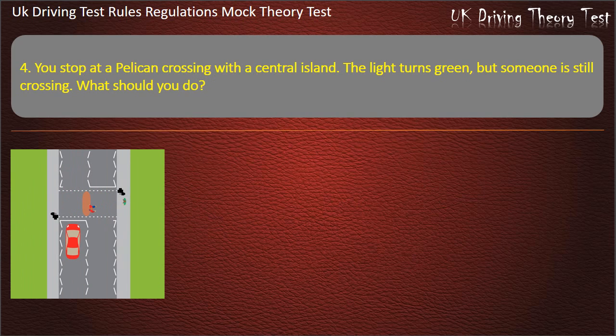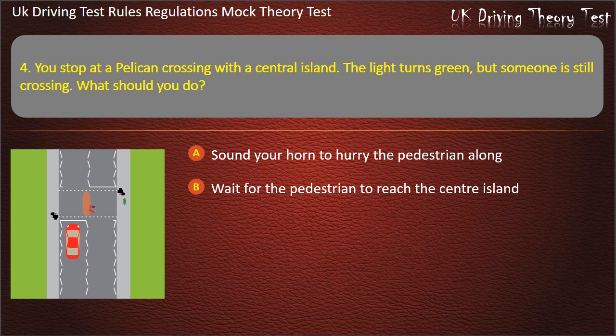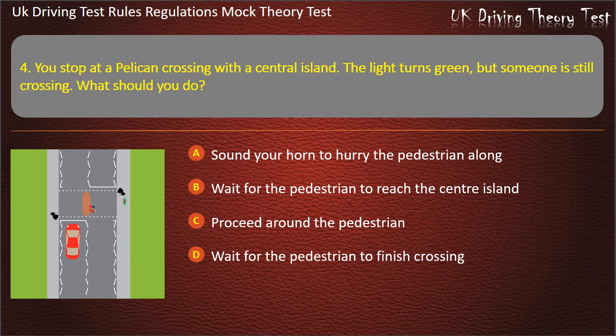Question 4. You stop at a pelican crossing with a central island. The light turns green, but someone is still crossing. What should you do? Sound your horn to hurry the pedestrian along. Wait for the pedestrian to reach the center island. Proceed around the pedestrian. Wait for the pedestrian to finish crossing. Answer. Wait for the pedestrian to finish crossing.